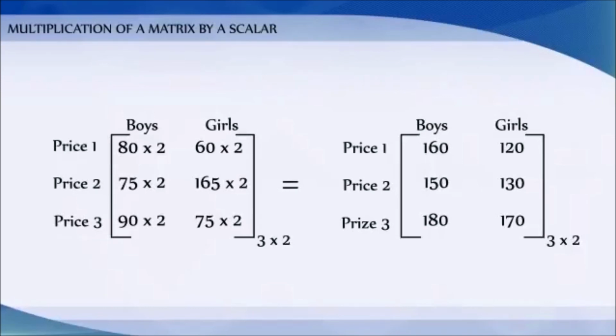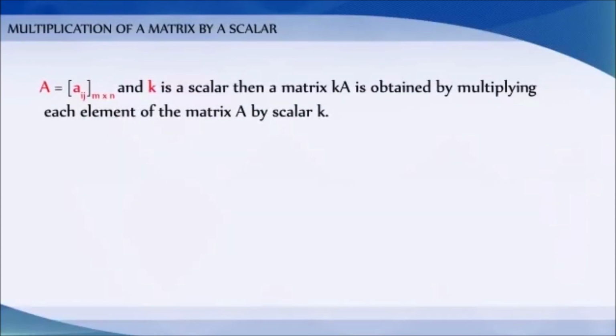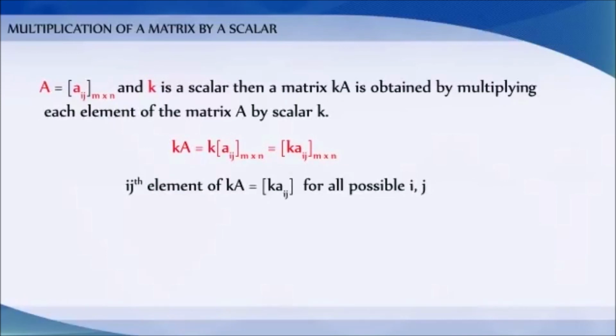Therefore, the multiplication of a matrix by a scalar is defined as: if A is equal to matrix Aij of order m by n and K is a scalar, then KA is another matrix which is obtained by multiplying each element of A by the scalar K. In other words, KA is equal to K multiplied by Aij of order m by n, which is equal to K into Aij of order m by n. That is, the ijth element of KA is K aij for all possible values of i and j.